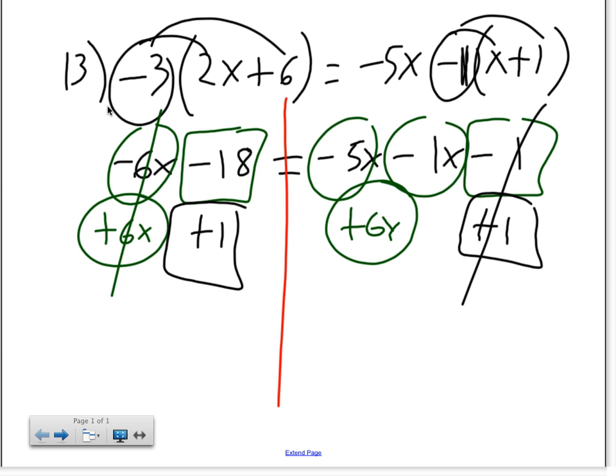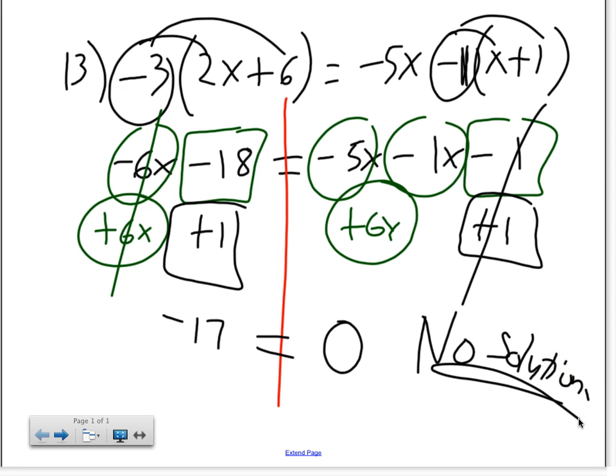Now I put them all together. What is -18 + 1? -17. And look at that. And what about -5x minus 1x plus 6x? It's 0x. 0 times x is 0. Oh, wait a minute. Oops. I have nothing left, no variable left, but the left-hand side is not equal to the right-hand side. What case is this? False. False, so no solution.